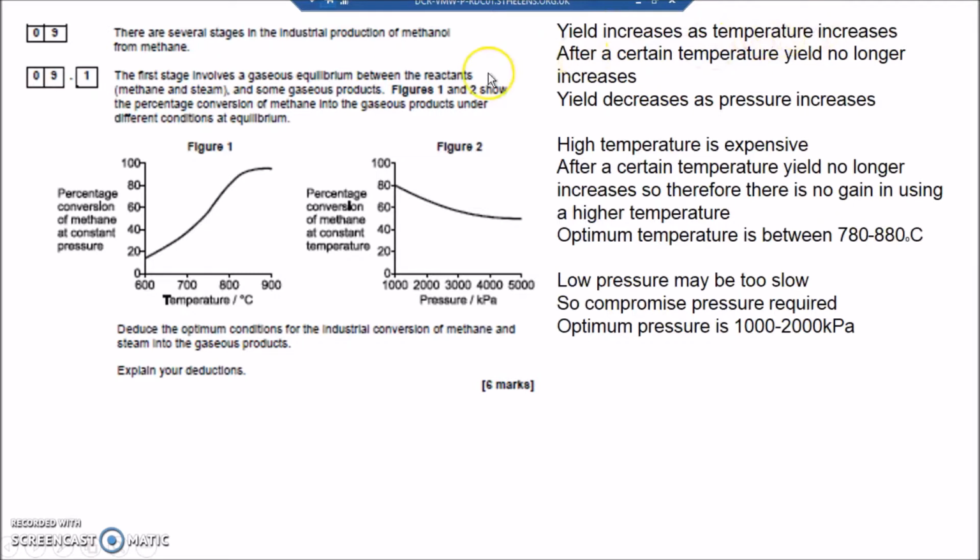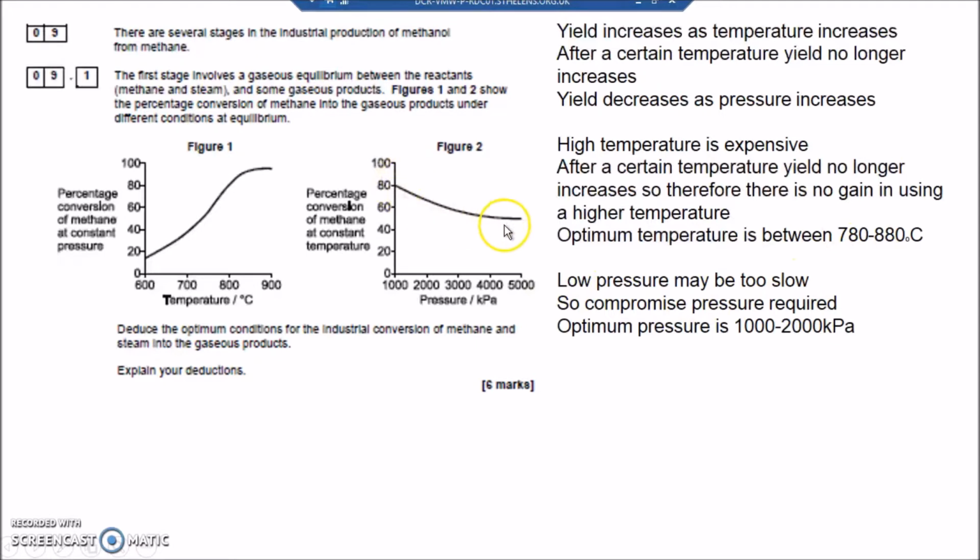Yield increases as temperature increases. Yes. After a certain temperature, the yield no longer increases. Yes, that temperature looks to be about 850 degrees C. Yield decreases, so the yield or the percentage conversion, same thing, decreases as the pressure increases. Yes. High temperature is expensive, so yes, you could put that. After a certain temperature, the yield no longer increases. So therefore, there's no gain in using a very, very high temperature like 900 degrees C. And the optimum temperature, the best temperature, looks as if it's somewhere around about 850 degrees C.